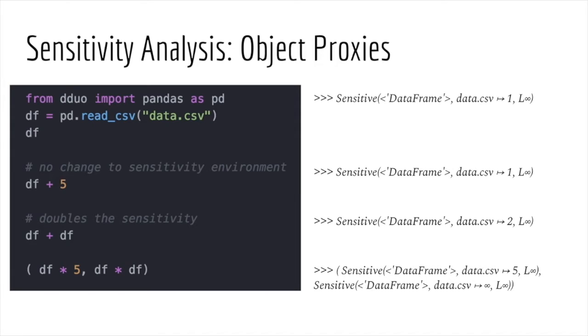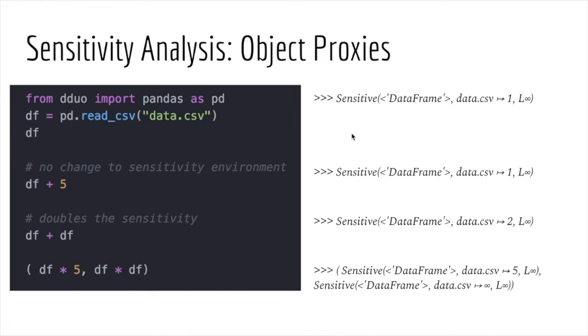Alright, now let's get right into the mechanics of the DDUO analysis system. In DDUO, we use what we call data sources to track sensitivity and privacy information. Data sources are essentially wrappers around sensitive data that enable tracking of privacy information in the DDUO Python system. Each data source is associated with an identifying string, such as the name of the input file the data was read from.